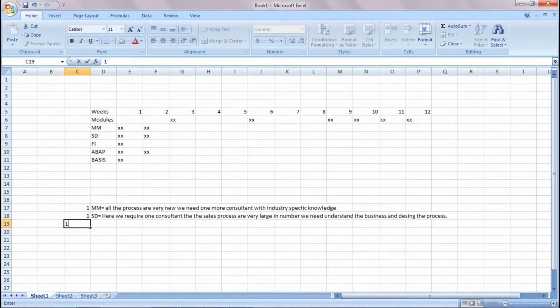Now come to FI. See, FI is lagging with only 1 week, lagging with 2 weeks. This is here.